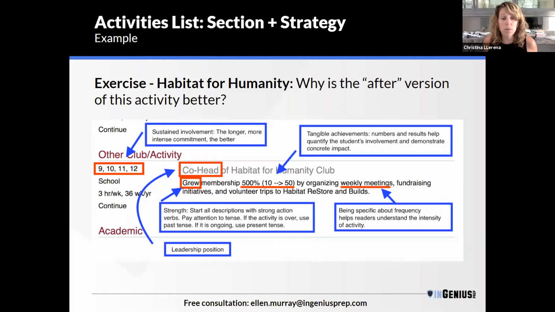Co-head is showing leadership, and then grew is an active verb. It means that they actually were part of the cause of creating more members on that. So that's very specific. The numbers around 500% with the parentheses example is a tangible accomplishment and achievement. So including those outcome data points are really, really key. Weekly meetings, so just being specific about your frequency helps us understand, oh, wow, they were super involved. And again, you want to make sure your title really exemplifies or explains your role.